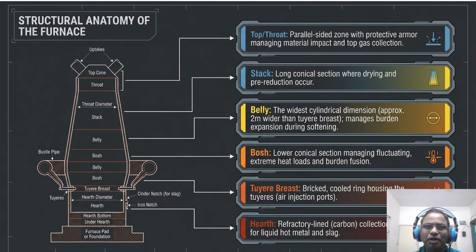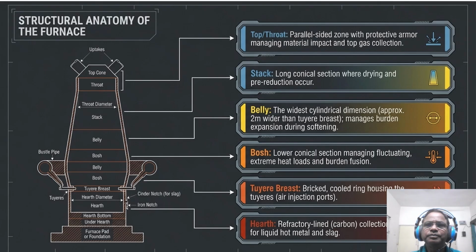Of course, the entire integral part is important, but the hearth is important from this point of view, that the liquid final product of our objective of melting iron ore is getting collected in this hearth, and from here we take it out at regular intervals of time to discharge the final output.